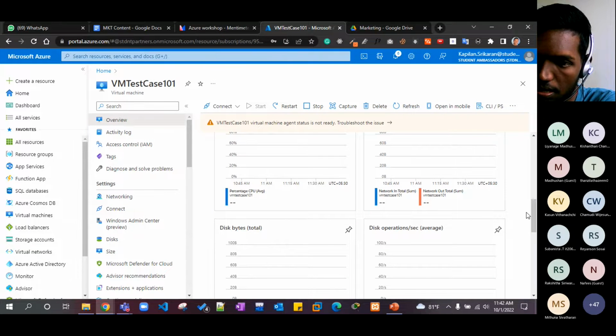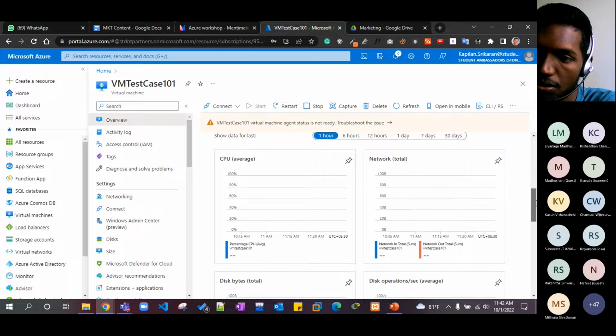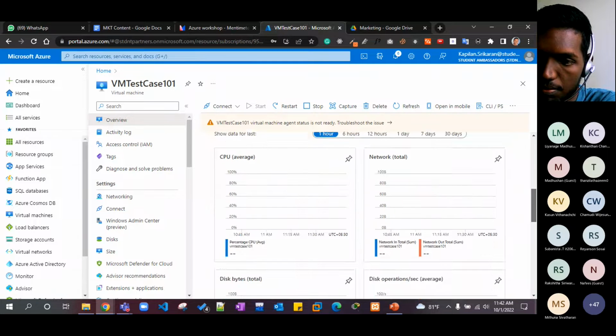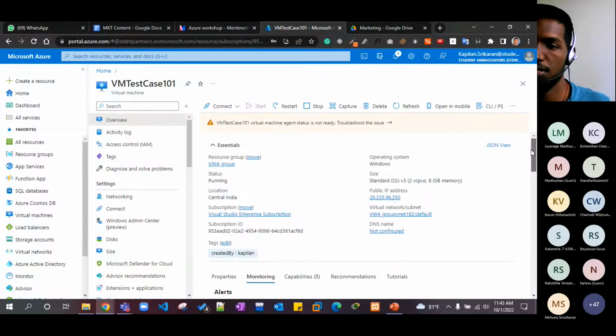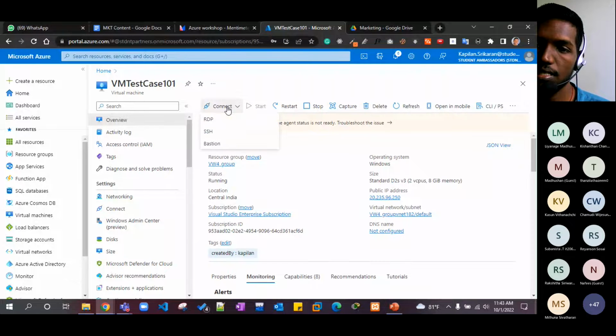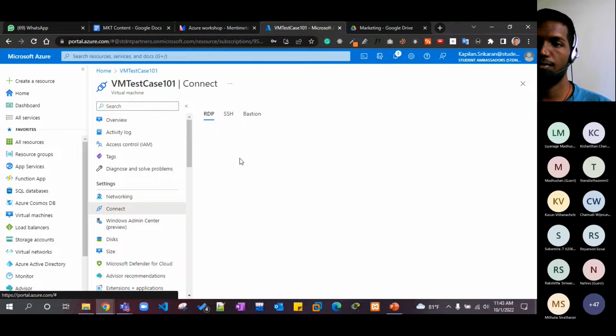So you can see the virtual machine we created just now. We didn't start any process for the machine. This is the public IP address, and you can access this from the browser as well later. Before I move into that, I will connect that one to a virtual machine.